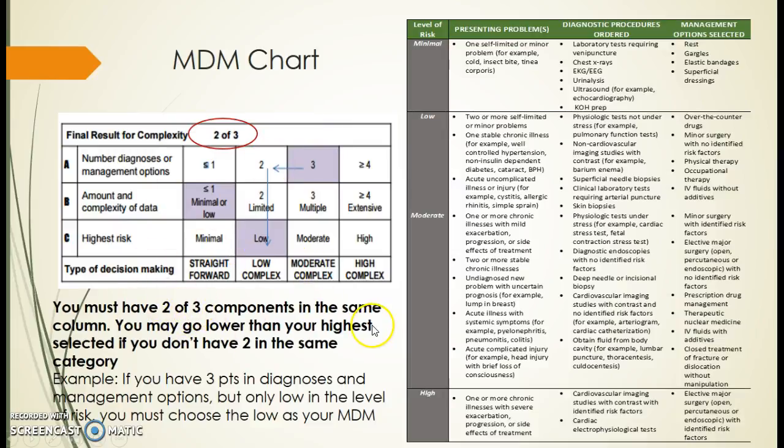So you must have 2 of 3 components in the same column. Going down, you may go lower than your highest selected if you don't have 2 in the same category, just like we did for history selection. So if you have 3 points in diagnoses, so that would be a moderate in diagnoses and management options, but only low level in the level of risk, which is here, then you have to choose your low as your MDM, because they're not all the way down.